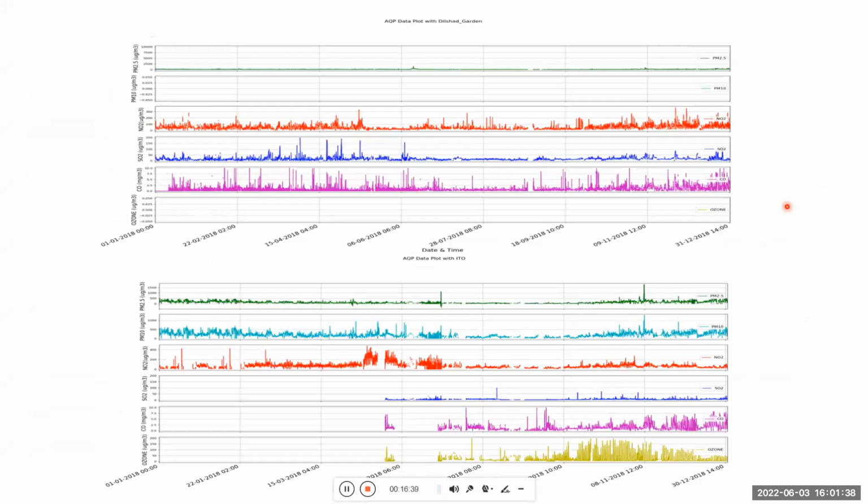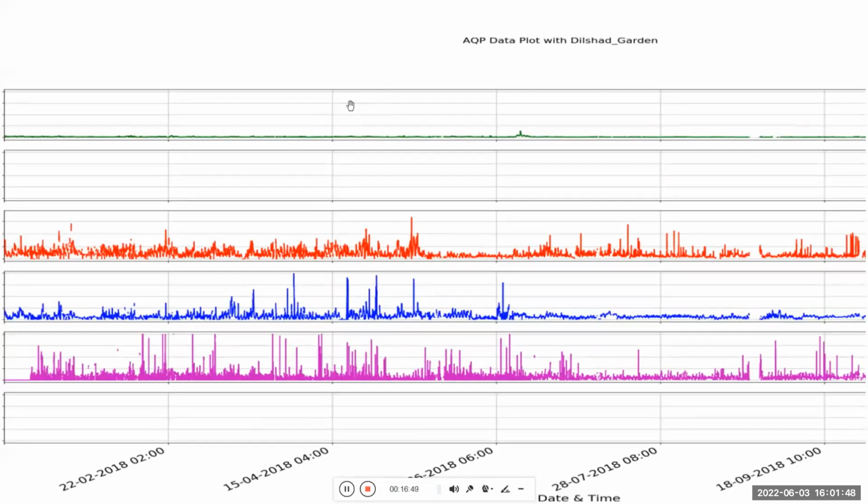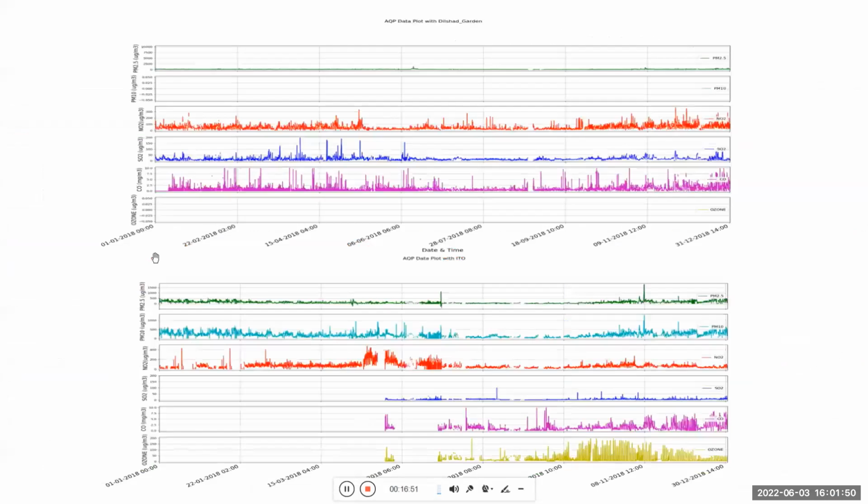Another challenge which we met is here; if I zoom it for you, you can easily check that this is actually a data plot from Dilshad Garden. You can see the 6 or 7 major pollutants in their specific ranges, crawled from 1st January 2018 for the complete year. And you can see that PM 2.5 and PM 10 are not available, and even ozone is not available.